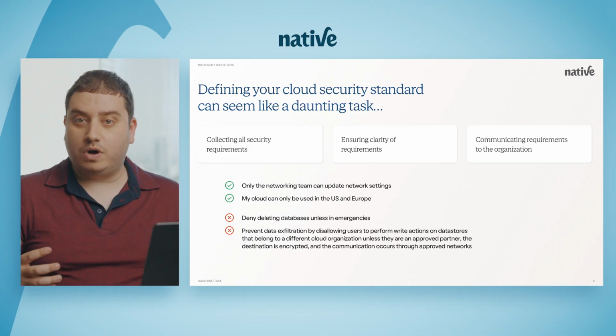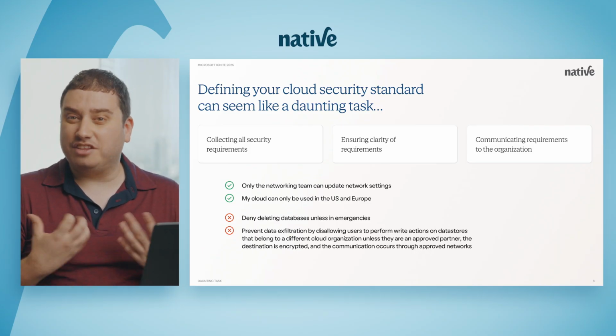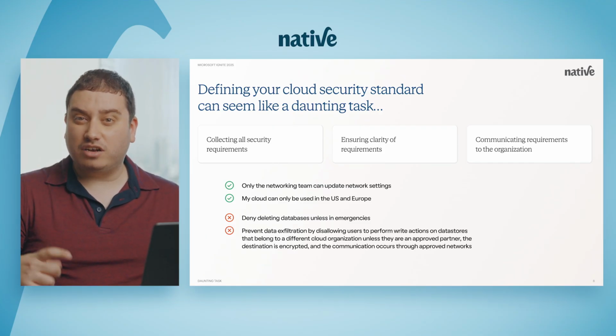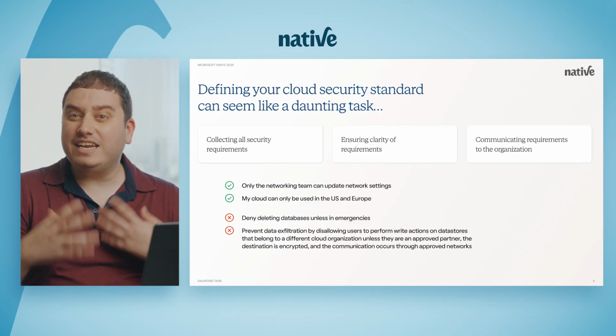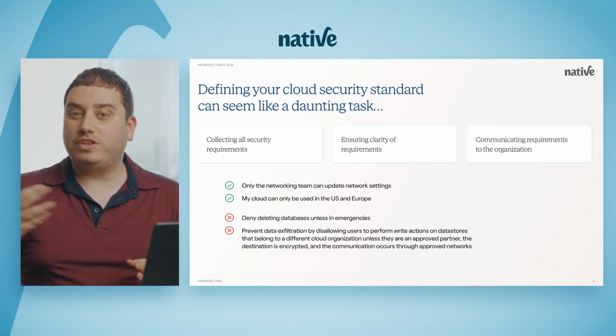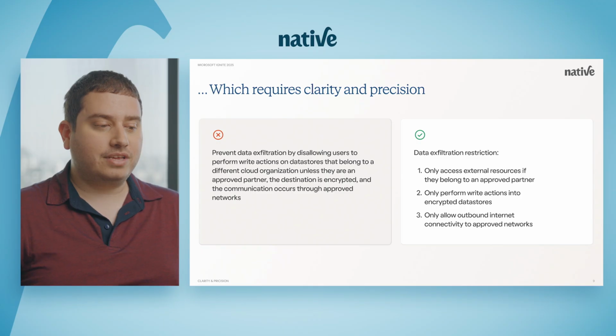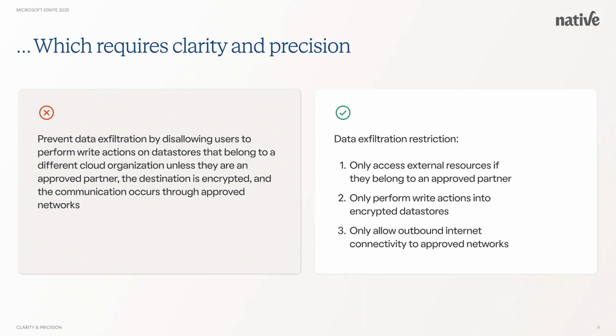This is because the first one that says, unless in emergencies, is not clear enough. What's an emergency? When is that happening? And the second one is really long, hard to process, hard to understand, and needs further refinement and clarity before it can be translated into technical controls. So really, let's do that. We take that paragraph and we can translate that into three separate requirements. The first being only access external resources if they belong to an approved partner. The second being only perform write actions into encrypted data stores. And the third being only allow outbound internet connectivity to approved networks.